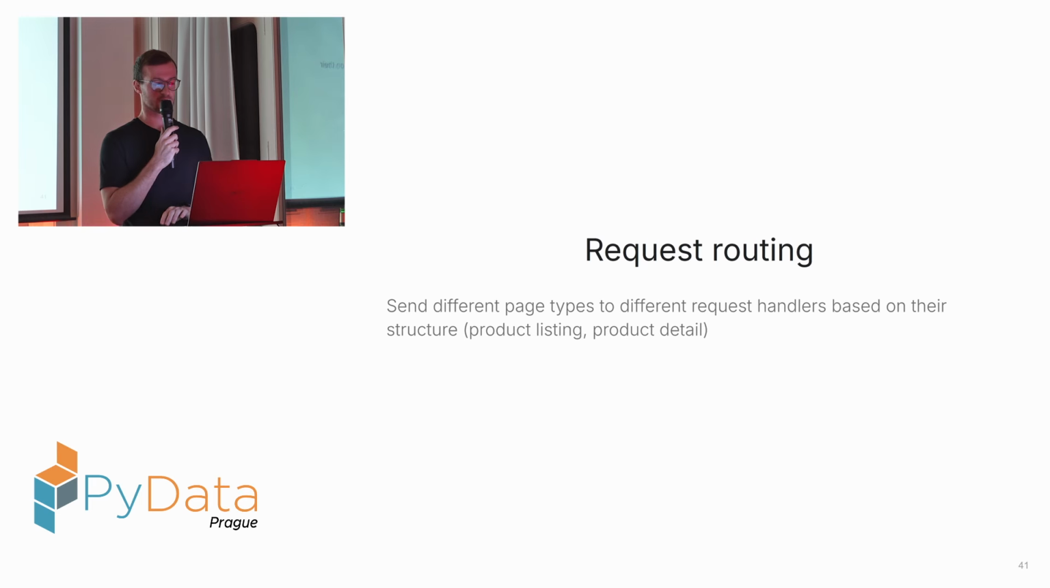So we're going to update our script to scrape all the headphones. But before we jump in, just a quick explanation of the concept named request routing. Basically, we want to send different types of URLs, in our case the URLs with the product listing and the URLs with the product detail, to different request handlers.